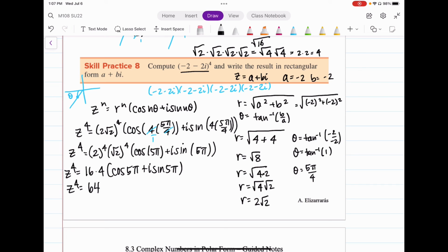Using the unit circle, the cosine of 5 pi is the same thing as the cosine of pi. It's a coterminal angle. 5 pi is 1 revolution, 2 revolutions, and then halfway around, which has the ordered pair -1, 0. The cosine of 5 pi is -1. The sine of 5 pi is 0. z to the fourth is then 64 times -1, or -64.